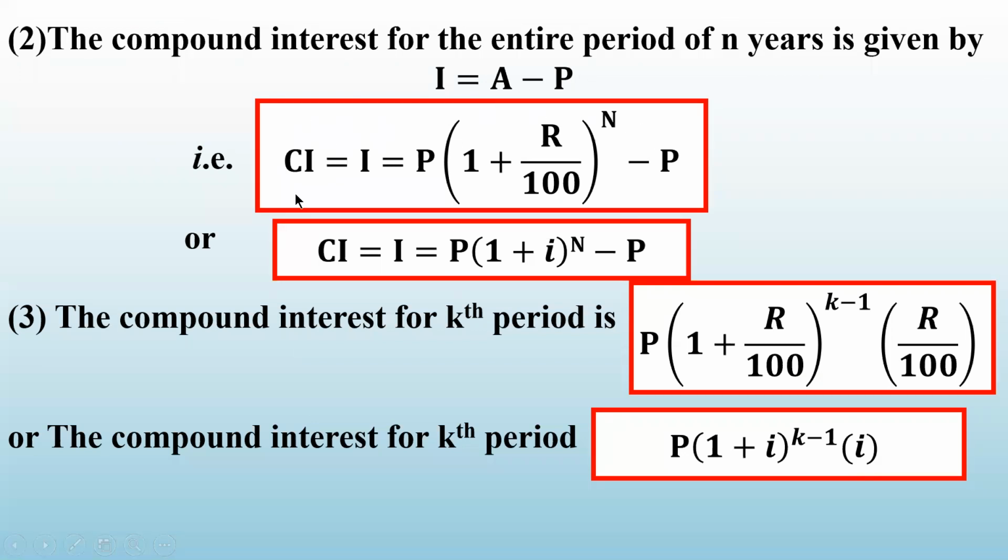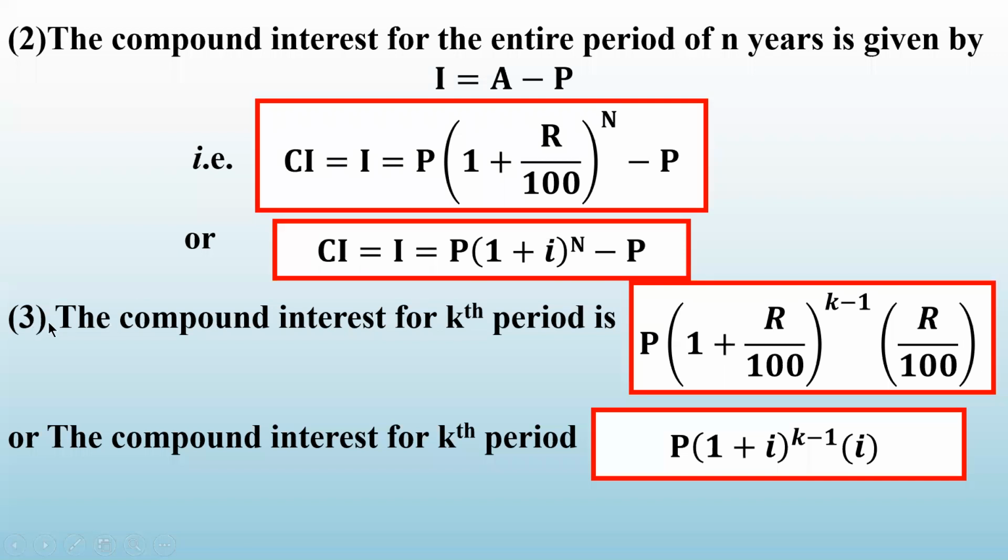So in the box, I have written this formula. Compound interest, which generally we write as I, is equal to amount, that is P into (1 plus R upon 100) raised to power n. From this amount, you subtract P, so you get the compound interest. Or if you put R upon 100 as I, the same formula can be written as compound interest I equal to P into (1 plus I) raised to power n, minus P.